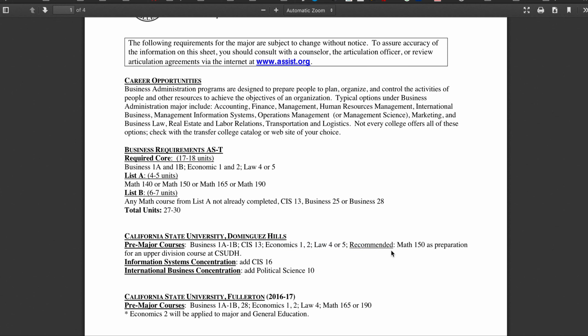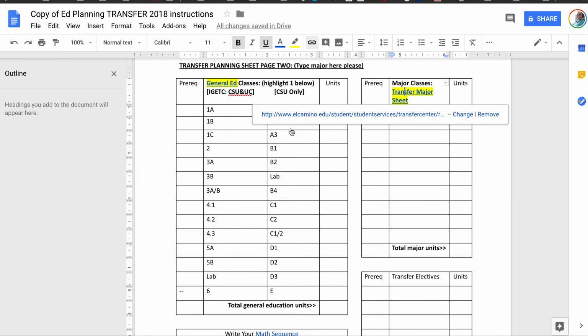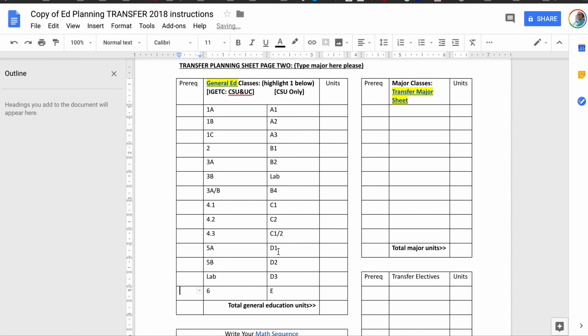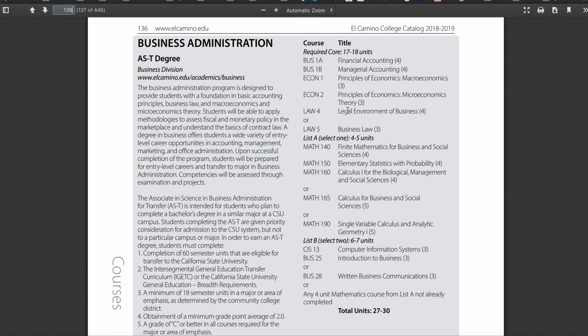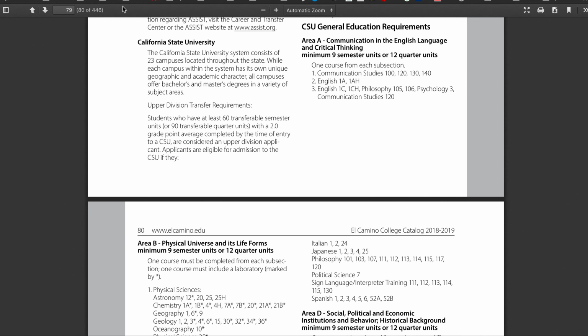For the general education, since you want to go to Dominguez, in the catalog options, you would choose the CSU only option because you're not trying to prepare for the UC. So Dominguez is a CSU, so you would only need this side of the sheet here. So basically in the catalog on page 79, it starts with the general education requirements there.